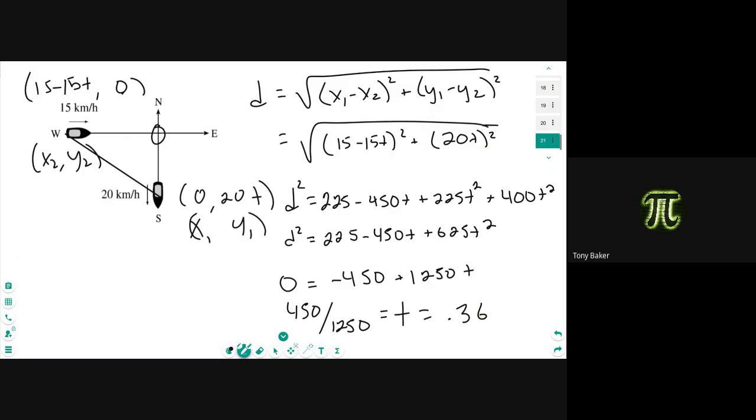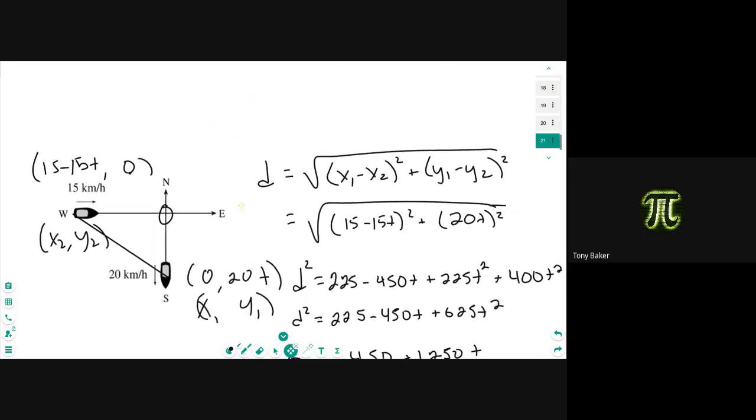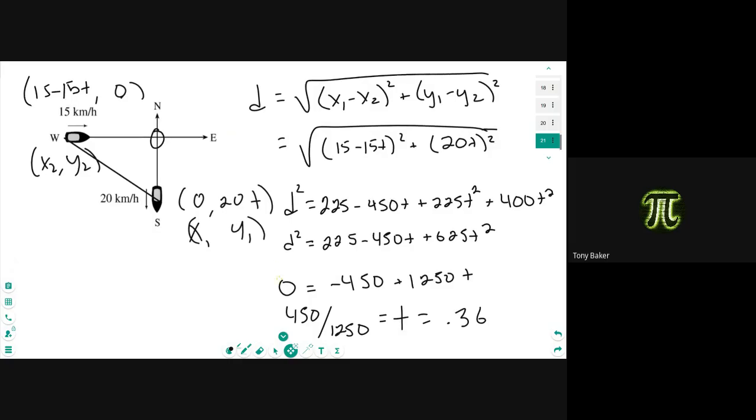And that is in what? Hours, minutes, seconds, that's hours. So I needed minutes. So this question asks how many minutes after 1 they were the closest. So what do we do? Multiply by 60. So it's approximately 21 minutes. It's 21.6.